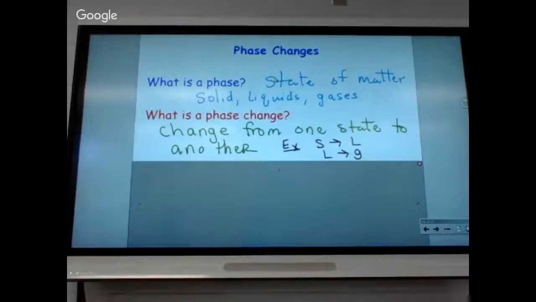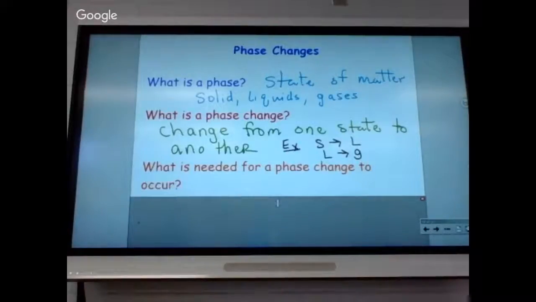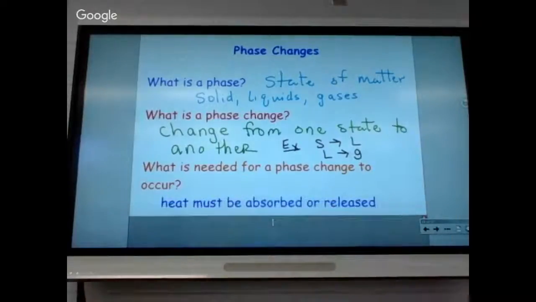Now, what is needed for a phase change to occur? This is the part that most students have the hardest time grasping about a phase change. This is the piece that students struggle with, that I cannot get across. It doesn't matter how many years I've taught it, I can't do it. Heat has to be absorbed or released.